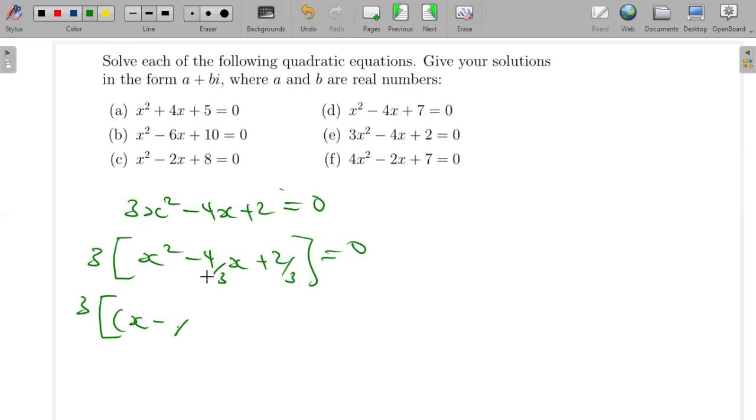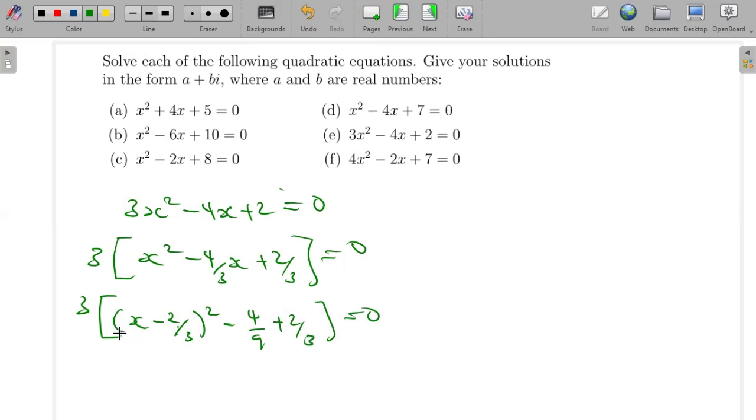Yes, because we're halving there. So 2 over 3, and then squared, minus, I square this here, it gives me 4 over 9. Then plus 2 over 3 and equal to 0, like that. So this here is going to be negative 4 over 9, and then plus 2 over 3, that gives me 2 over 9.